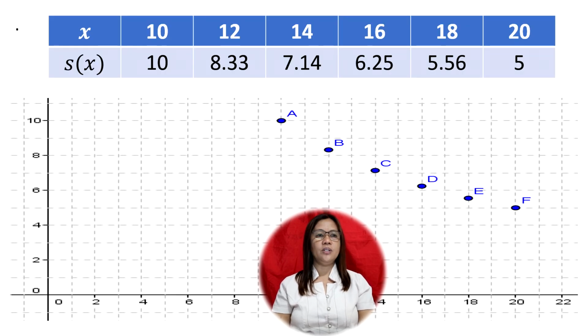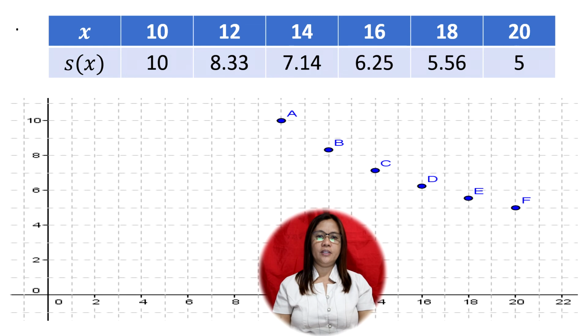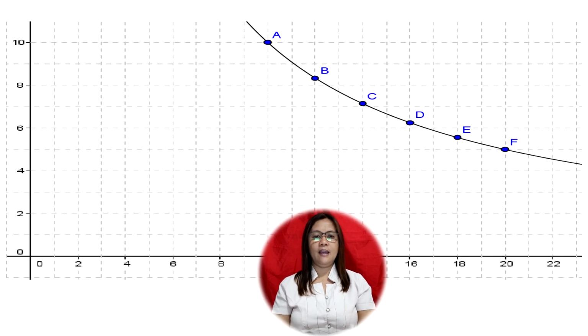Assign points on the Cartesian plane for each entry on the table of values. For the first ordered pair, we have (10, 10), which is point A. Then point B is (12, 8.33). Point C is (14, 7.14). Point D is (16, 6.25). Point E is (18, 5.56). And point F is (20, 5). By connecting the points, we can see that they are not collinear, but rather follow a smooth curve.